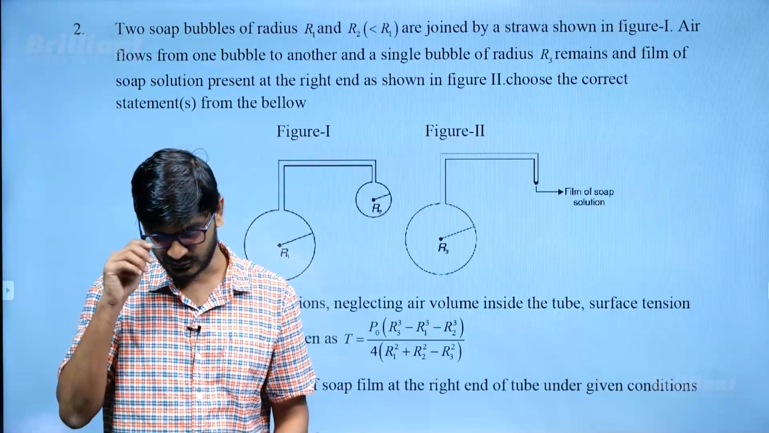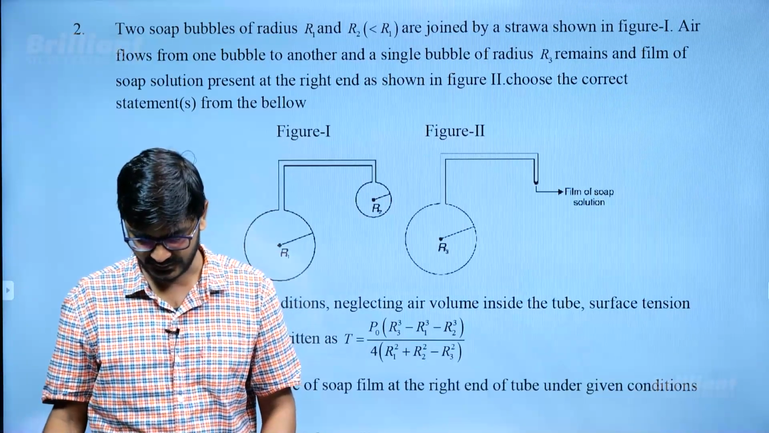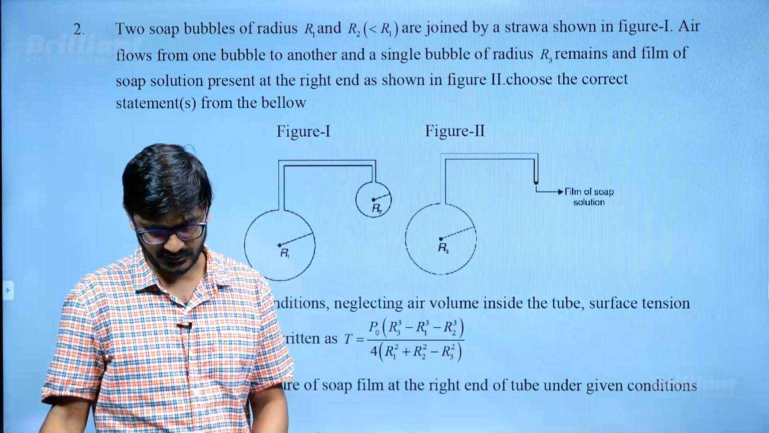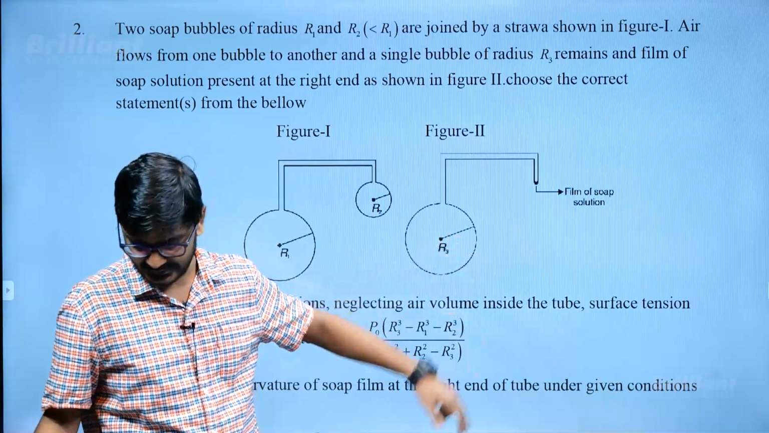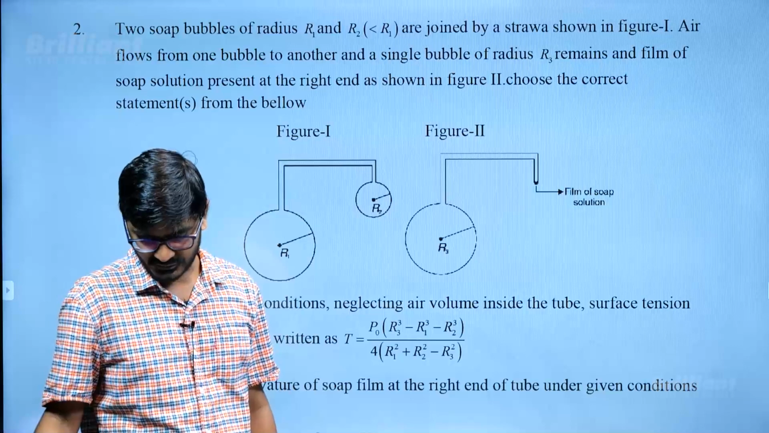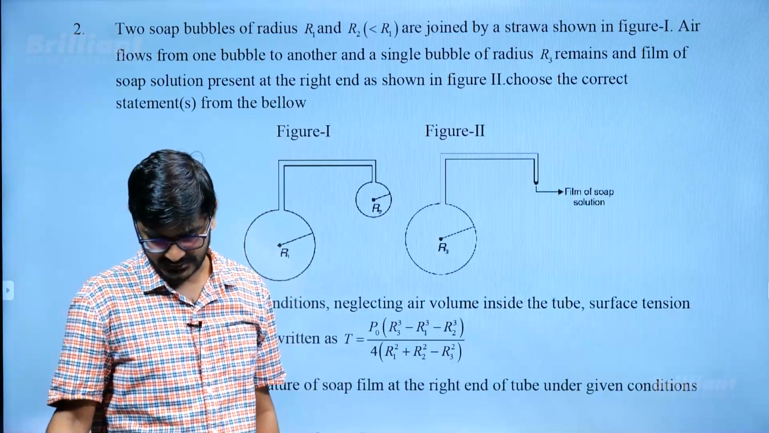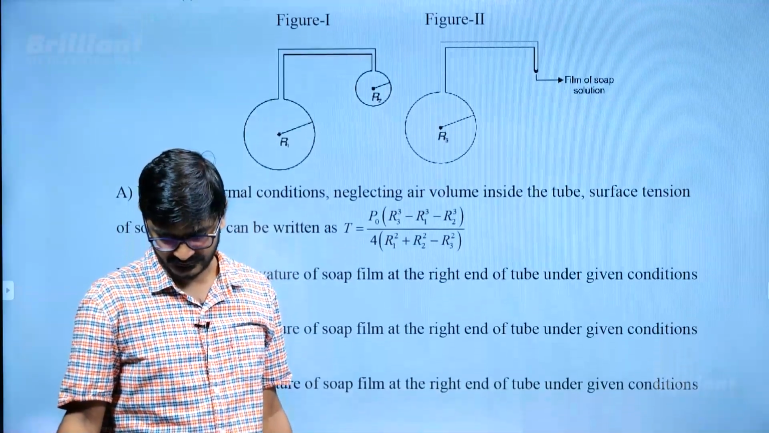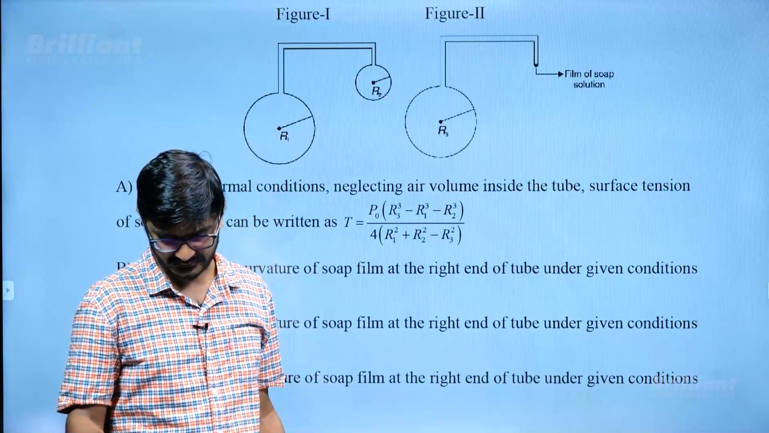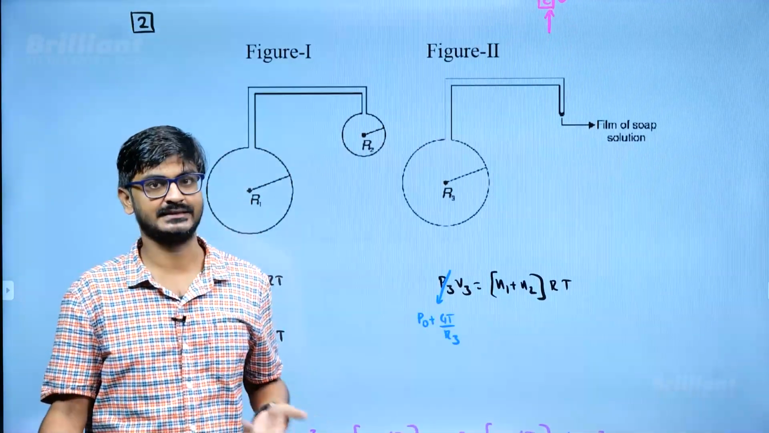Going to the next question: two soap bubbles of radius R1 and R2 are joined by a straw as shown in figure 1. Air flows from one bubble to the other, and a single bubble of radius R3 remains finally, and a film of soap solution is present at the right end. Choose the correct statements. So under isothermal conditions, you need to find the surface tension. Thereafter, they are asking about the radius of curvature. We'll see that.